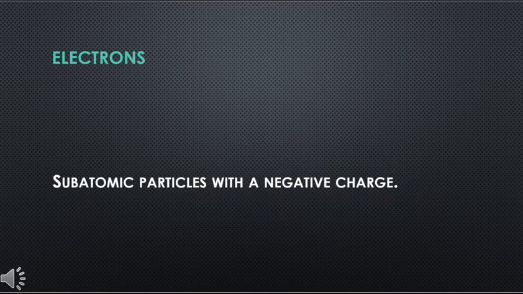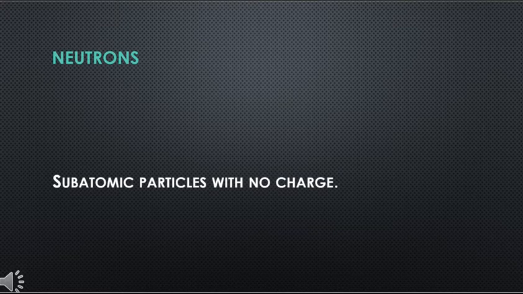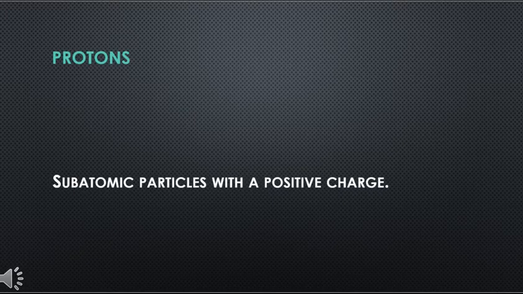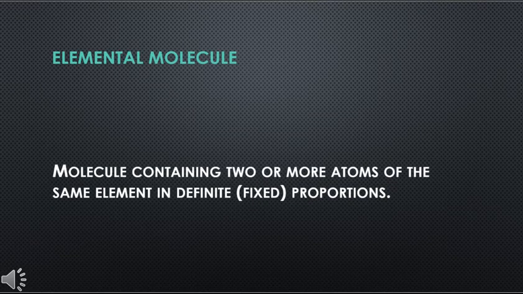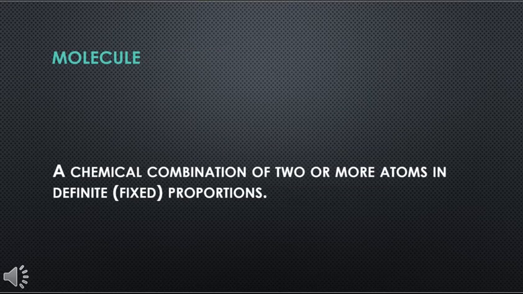Electrons. Subatomic particles with a negative charge. Neutrons. Subatomic particles with no charge. Protons. Subatomic particles with a positive charge. Elemental molecule. Molecule containing two or more atoms of the same element in definite proportions. Molecule. A chemical combination of two or more atoms in definite proportions.